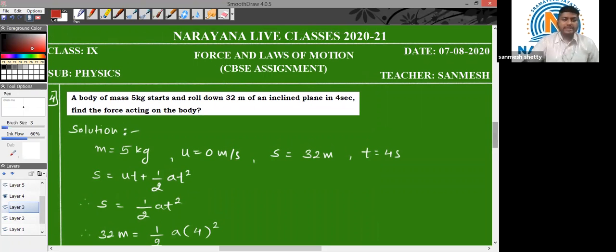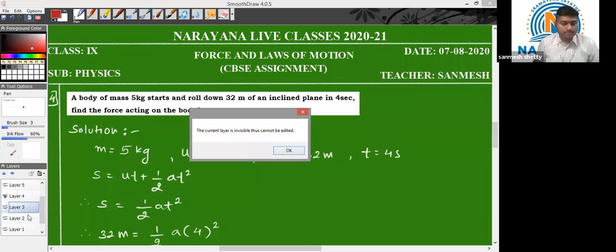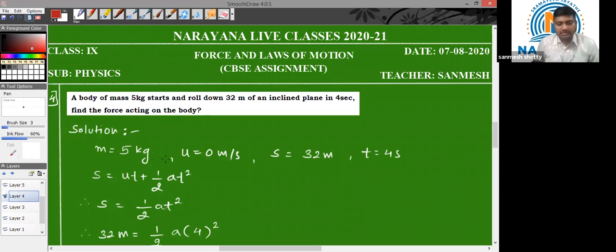Question number 4. A body of mass 5 kg starts and rolls down 32 meters of an inclined plane in 4 seconds. Find the force acting on the body. So here, children, mass is given, 5 kg. Initial velocity: now look at the question. Body of mass 5 kg starts. Starts means its initial velocity was 0, so u will be 0. And it covers how much distance? It covers a distance of 32 meters in time 4 seconds.